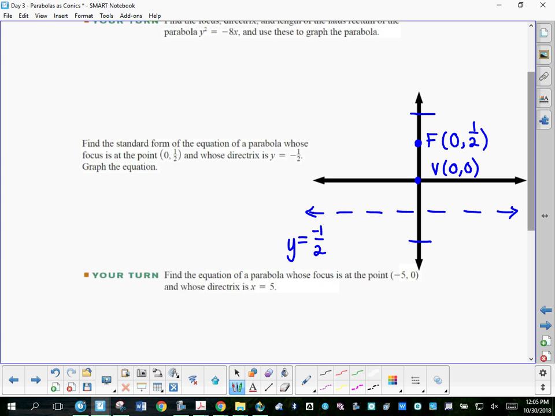Which direction is this parabola going to open? Andrew? It's going to have to open up. The reason is, if it opened to the right, it would go through the directrix, and we can't have that. If it opened down, it's going through the directrix, or to the left.